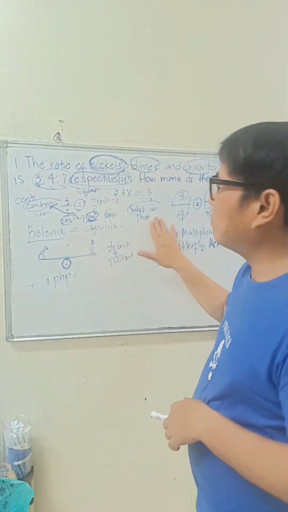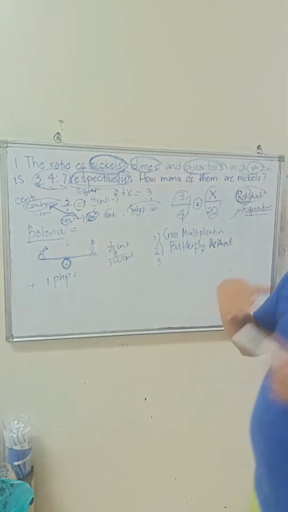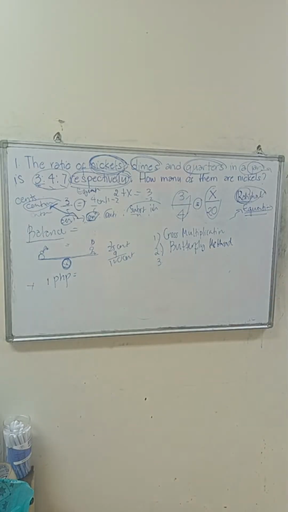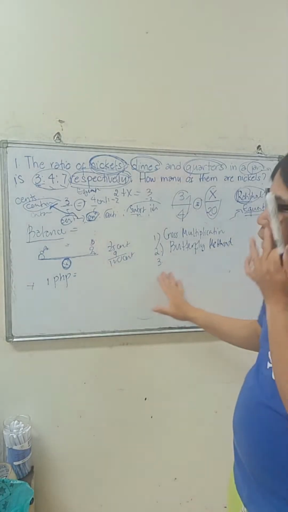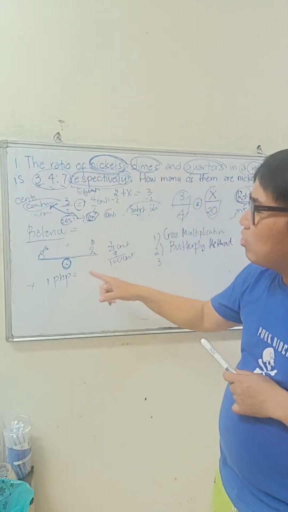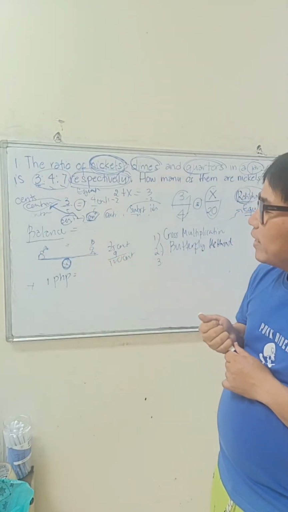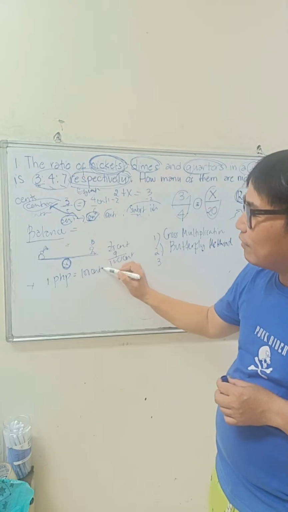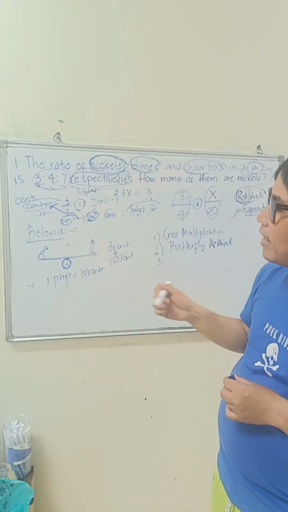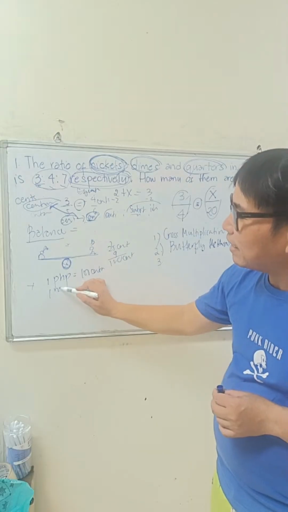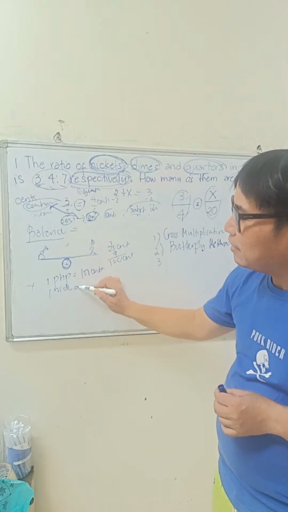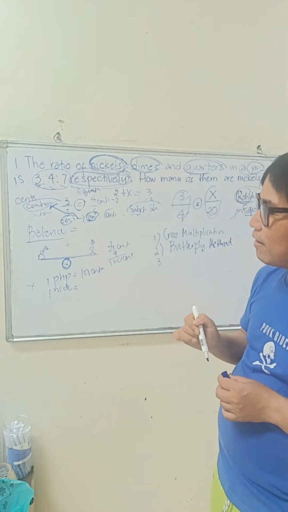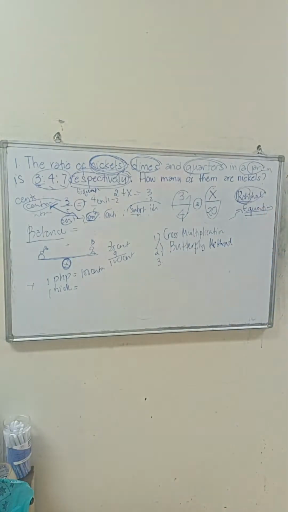Okay? You get the point? I hope so, you get what I mean. You get the point? Okay. So if we have 1 peso is equal to 100 cents or 100 centavos in the Philippines. Okay, 1 nickel. How many centavos in America?